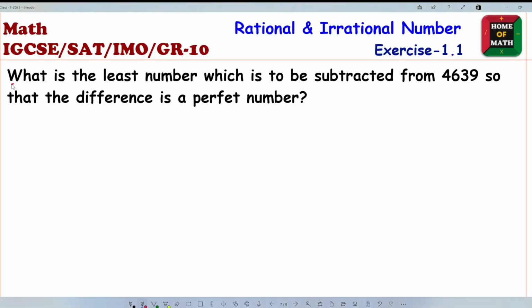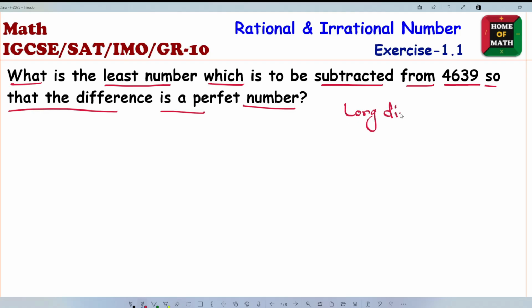Today's question: what is the least number which is to be subtracted from 4639 so that the difference is a perfect square? To find out the number, we have to know about the long division method to find out the perfect square.